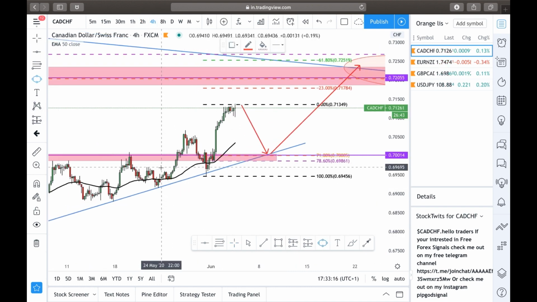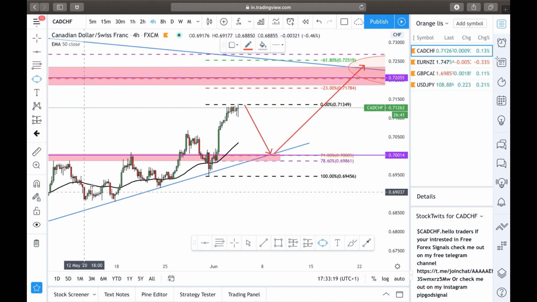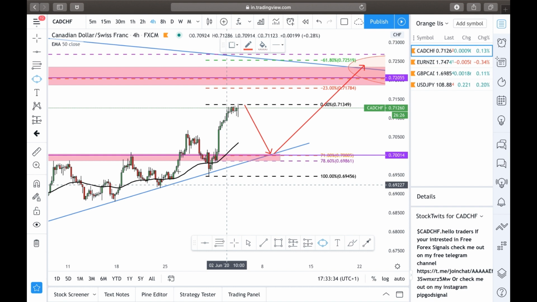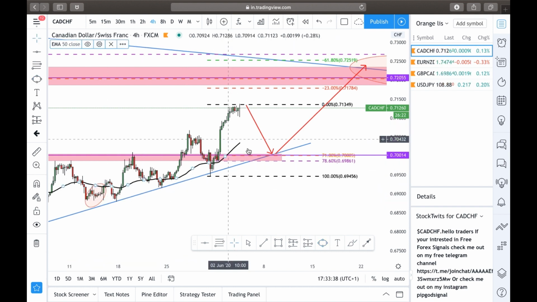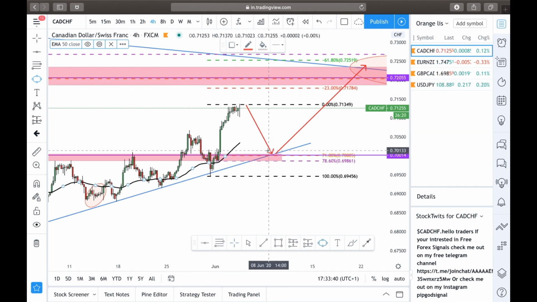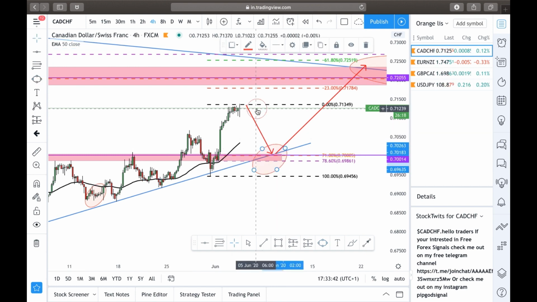If we see this kind of rejection, all these spinning tops and dojis, shooting stars, then it sells off, comes back down, spinning top, shooting star, hammer, doji, spinning top, and then it goes back up again. And even here, hammer goes all the way back up. So that's the kind of formation we're looking for. If we see that, that shows us the momentum slowing down, so we can look for a buy.